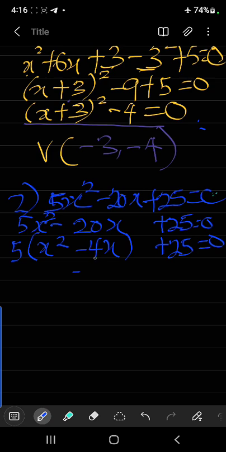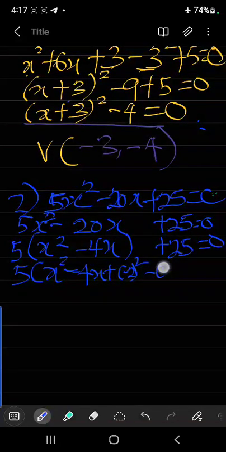So the next thing you want to do is to find the half of this, square it, add it and subtract it to both sides. Now, this is going to be 5 into bracket x squared, still write your minus 4x, then minus 4, half of minus 4 is minus 2, that will be plus minus 2 squared, then minus 2 squared, close it, plus 25 equals 0.